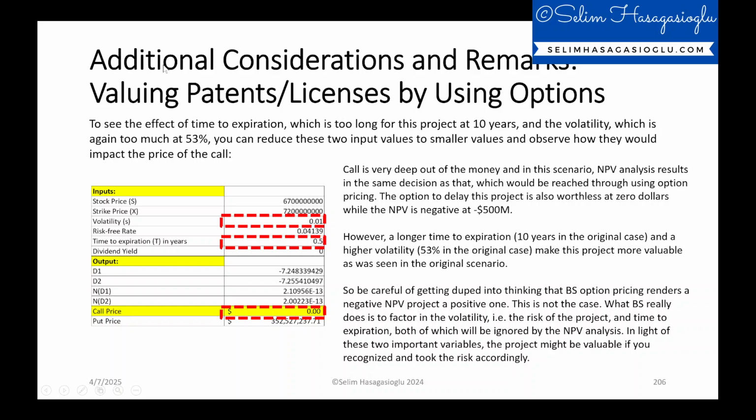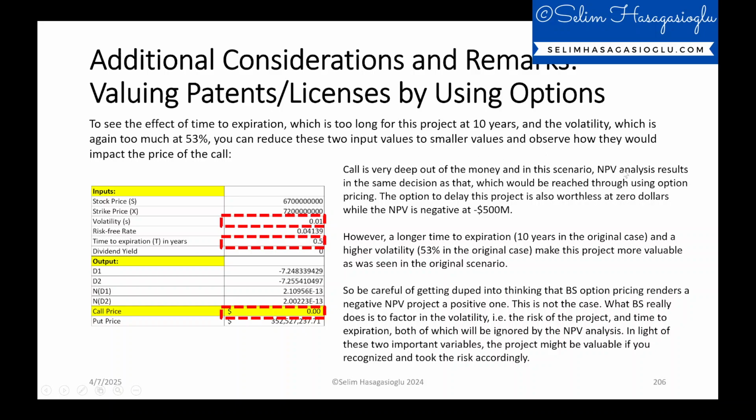Importantly, to see the effect of time to expiration, which is too long for this project at 10 years, and the volatility, which is again too much at 53%, you can reduce these two input values to smaller values and observe how they will impact the price of the call. So I decreased the volatility value to only 1%. Remember, initially it was 53%, and time to expiration to just 0.5 years, actually 6 months. And remember, initially it was 10 years. So now look at the price of the call, it is zero. So the call is very deep out of the money.